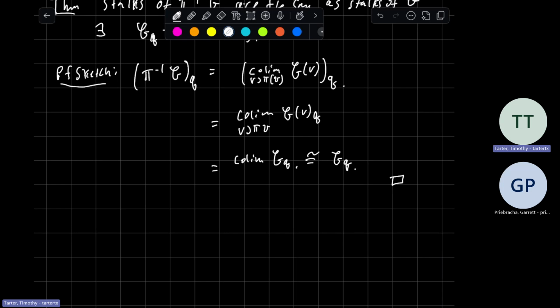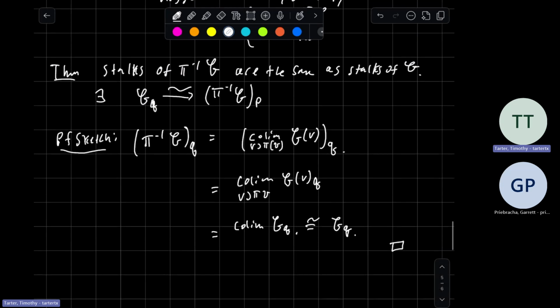Does that make sense? Oh, I remember what the outside brackets were for. Hold on, it was the sheafification. That's important. So, does that make sense? Is that an acceptable thing, Garrett?